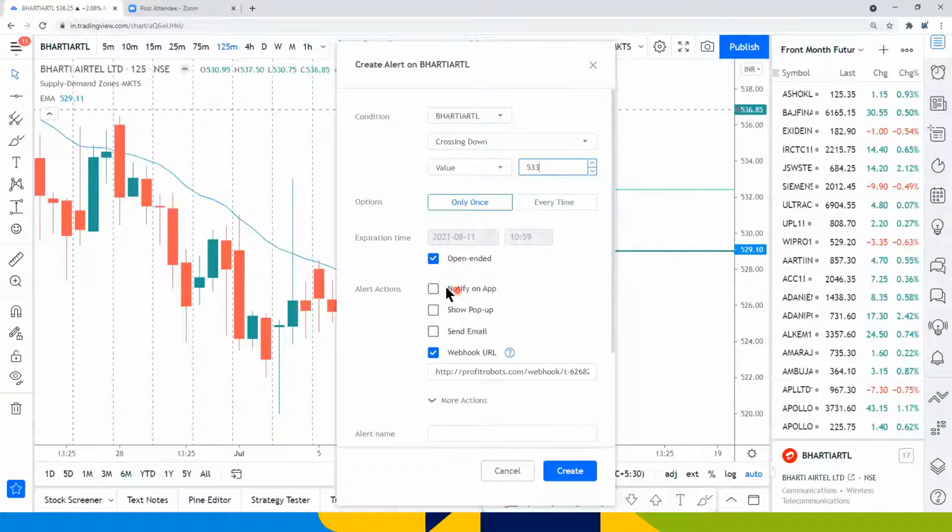I can have it notify on the app, show a pop-up, or send email, or whatever alert service you're using for getting price alerts can be used. So once you have the zone, you set your alerts. So here I have set an alert. When it goes below 533, give me an alert.